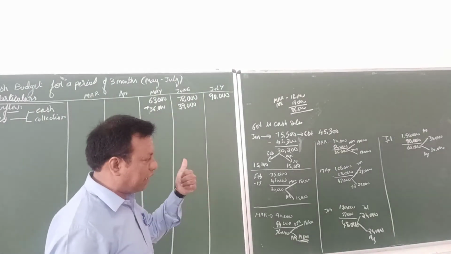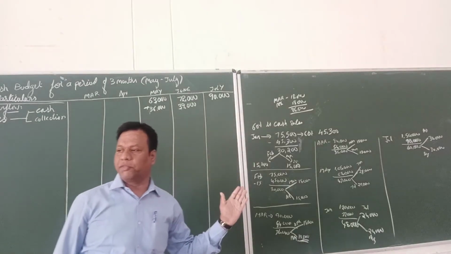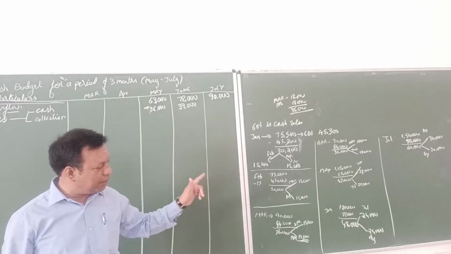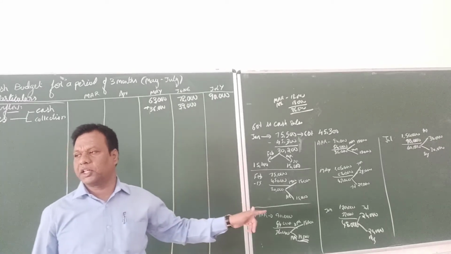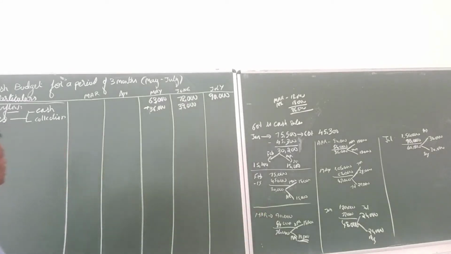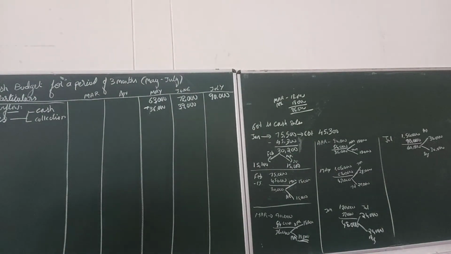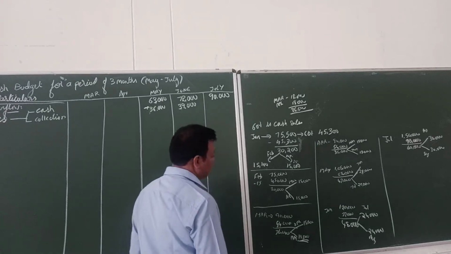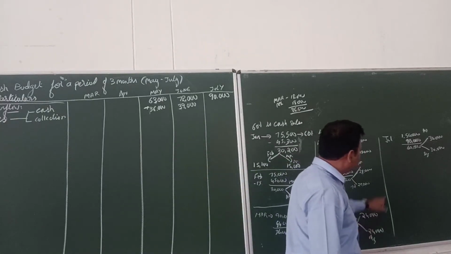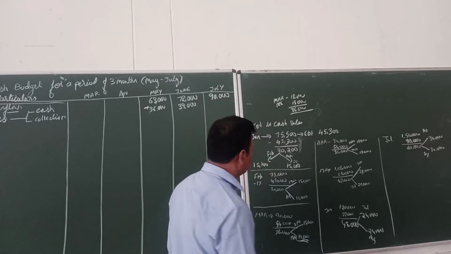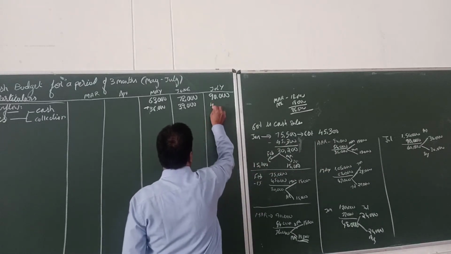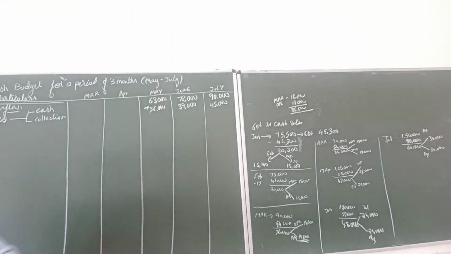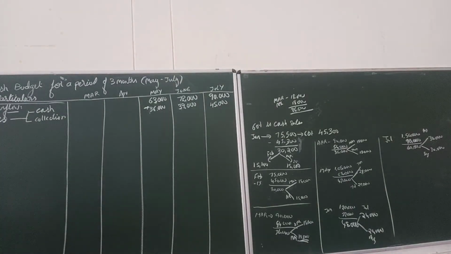What sales have we made in the month of April? That we are collecting in the month of June. At the same time, what sales we are making in the month of May, that also we are collecting in the month of June. Next, in the month of July, 24,000 plus 21,000, 45,000. Is it clear? A separate working note is required. Hope all of you are clear with this? Is that clear?